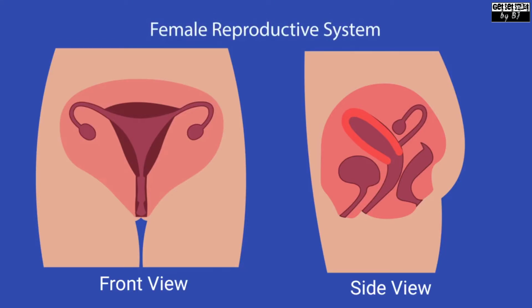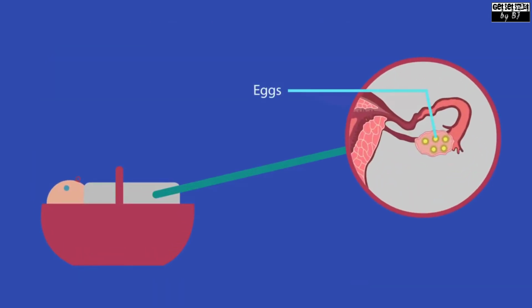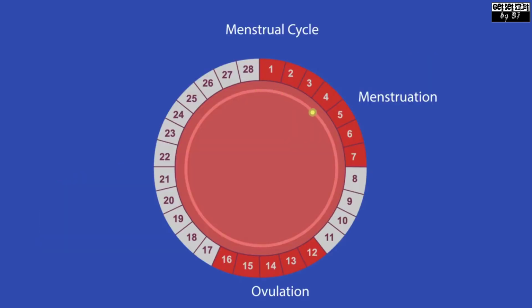In the female reproductive system, the female gametes called eggs or ova are released from the ovaries. One is released every month by a process called ovulation. When a baby girl is born, she already has all the eggs she will ever release inside the ovaries. During puberty, the monthly cycle of eggs maturing and being released starts. This is part of the menstrual cycle.